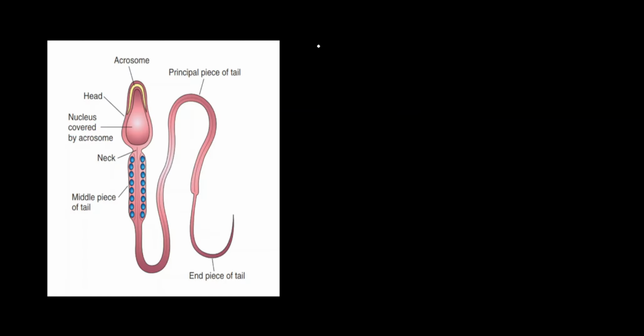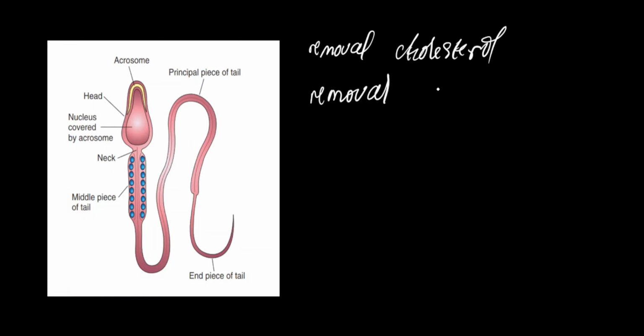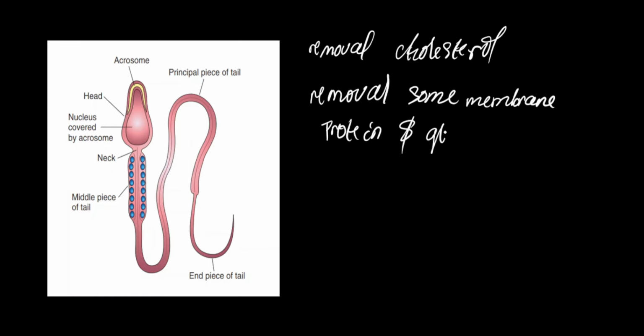So far we have considered the sperm transport through the upper vaginal area, through the cervix, through the uterus, and also through the fallopian tube. Now let's take a look at capacitation. What exactly goes on during this process? There are two major events that take place during capacitation. The first is the removal of cholesterol, and the second is the removal of some membrane proteins and glycoproteins.